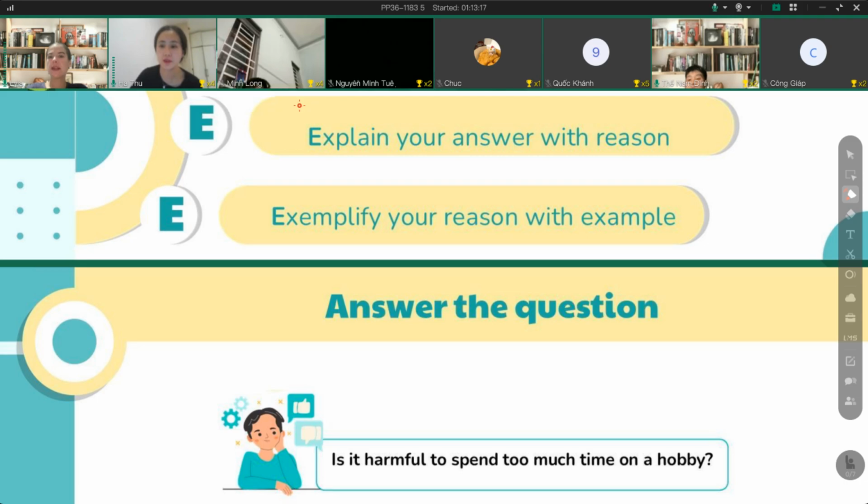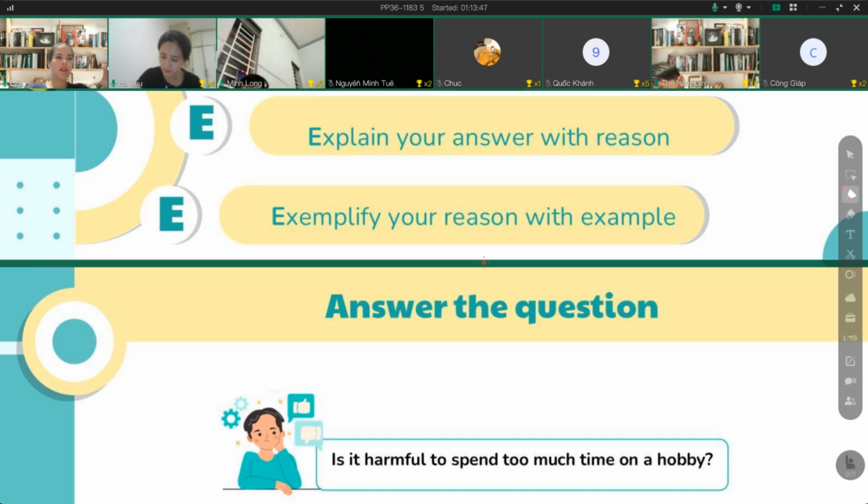I'm going to go on to Min Long. What is your answer? Yes, spending too much time on a hobby can become harmful when it disrupts your daily life, health, or relationships. Okay. The one thing you're forgetting is an example.